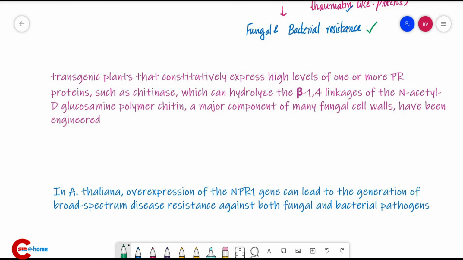Now we can study how to create the genetically engineered fungus resistant plant. Now we study the mechanism. How can we create transgenic plants that express high levels of one or more PR proteins? The expression of PR proteins can be increased, for example, chitinase, which can hydrolyze, as we studied, the beta-1,4 linkages of N-acetyl glucosamine, that is the component of many fungal walls.